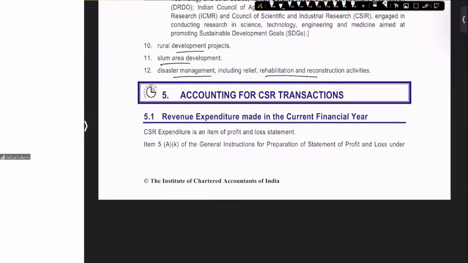All right, so that takes care of Schedule 7. So if I'm undecided where I should spend, you transfer the amount to Schedule 7 and that meets the requirement of CSR transactions.